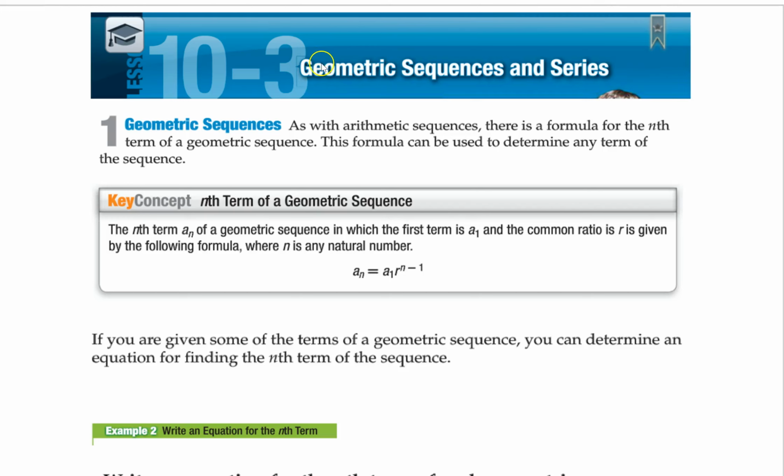10.3, geometric sequence and series. So last time we talked about arithmetic sequence, where you add to get each term. Like in this case, I'm adding 2 every single time. Now we're doing geometric sequence. That's where you multiply or divide to get each term.